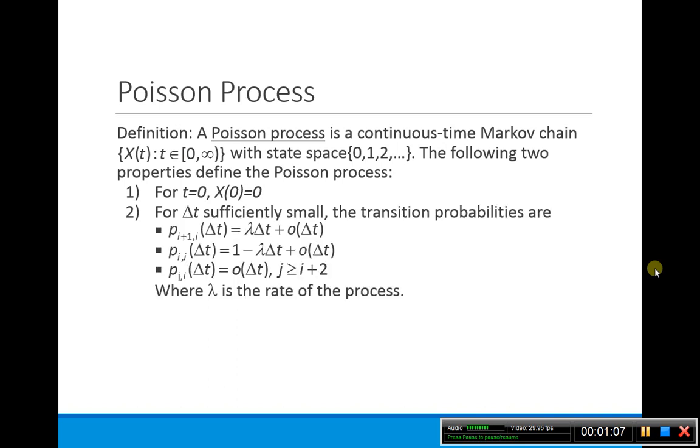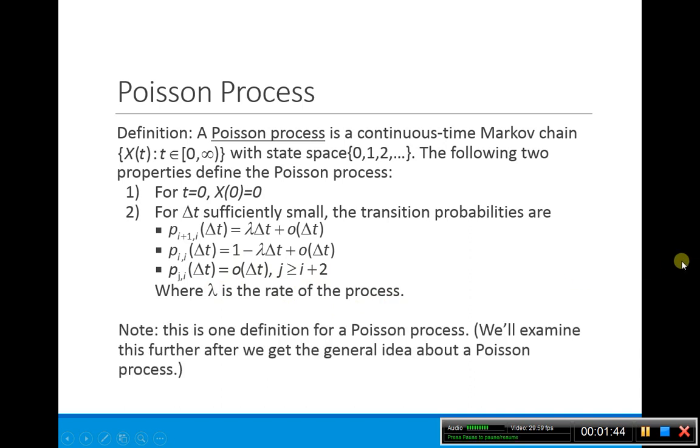And then we also assume that we have these certain transition probabilities. I'm not going to go into great detail here because I want to give you an intuitive idea before I actually go through what each of these means. But basically, this is your probability of transitioning from state i to state i plus 1, so just adding 1 to your state i. This is the probability of staying in the same state, and this is the probability of transitioning to some other state, and that state is greater than or equal to i plus 2. And here lambda is the rate of the process that we're talking about.